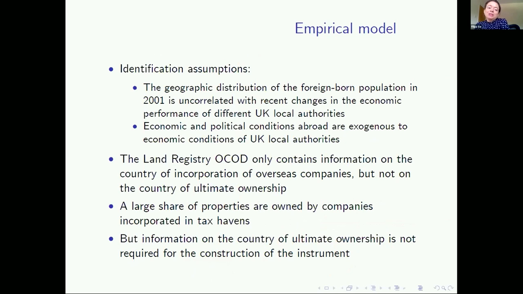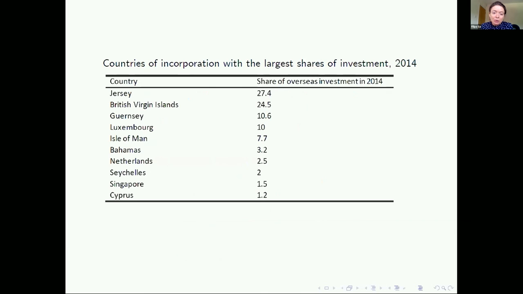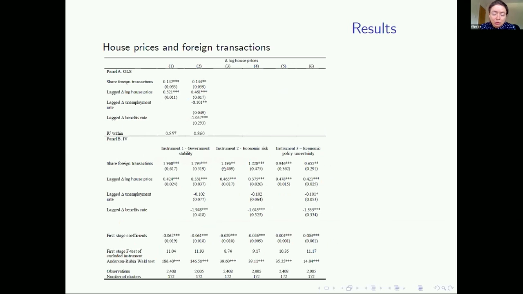Okay. So the identification assumptions here are that the geographic distribution of the foreign-born population in 2001 is uncorrelated with recent changes in economic performance of local authorities, and that these economic and political conditions abroad are exogenous to the conditions of UK local authorities. Now, I will skip these details about the data, and go straight to the results.